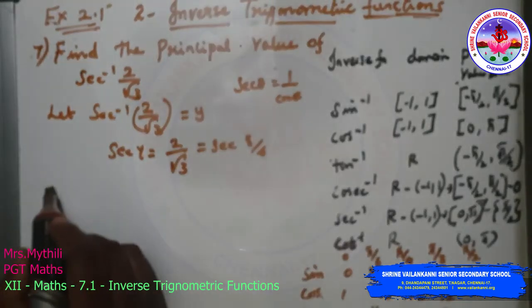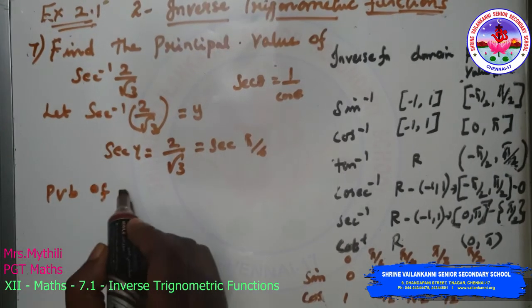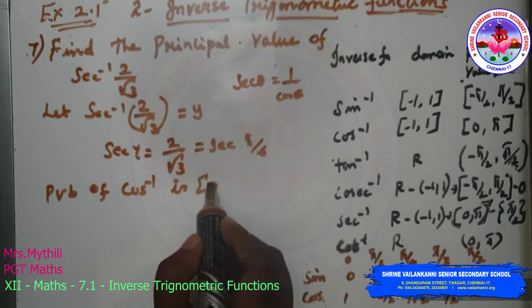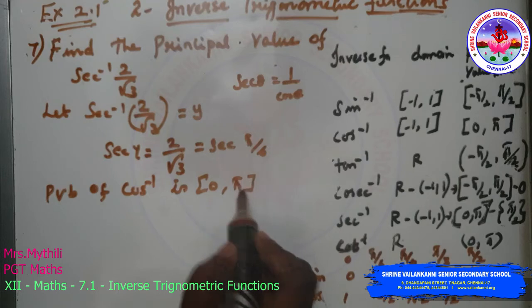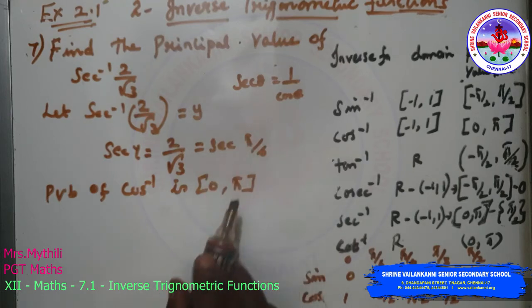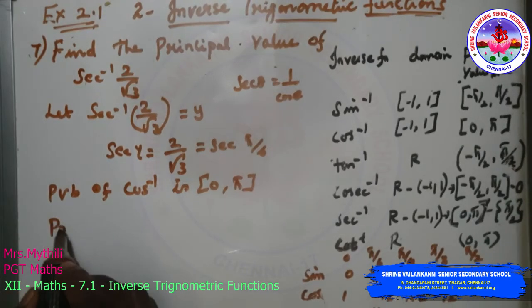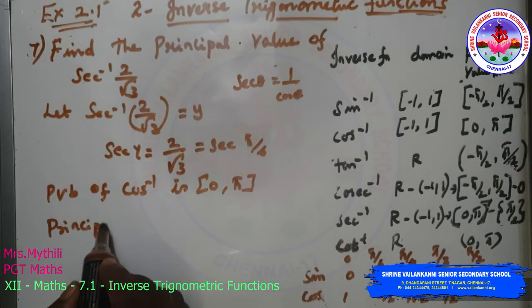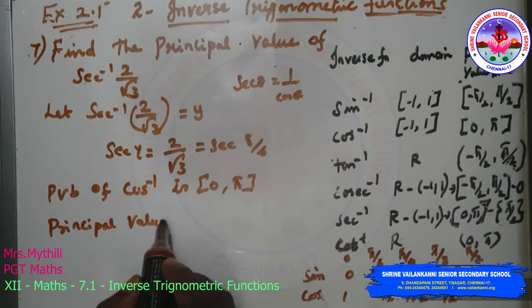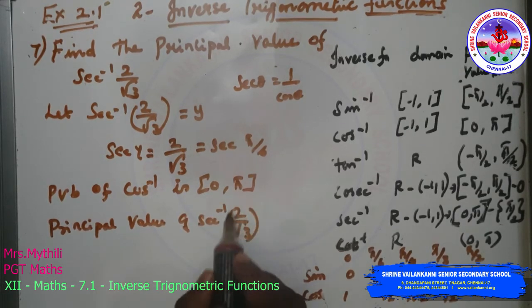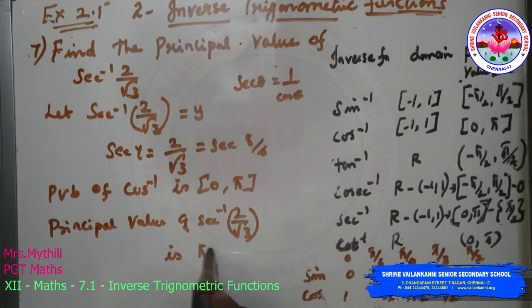The range of the principal value branch of secant inverse is 0 to pi, excluding pi by 2. We have to check whether this pi by 6 lies in the branch. So pi by 6 lies in the branch of 0 to pi. Therefore the principal value of secant inverse of 2 by root 3 is pi by 6.